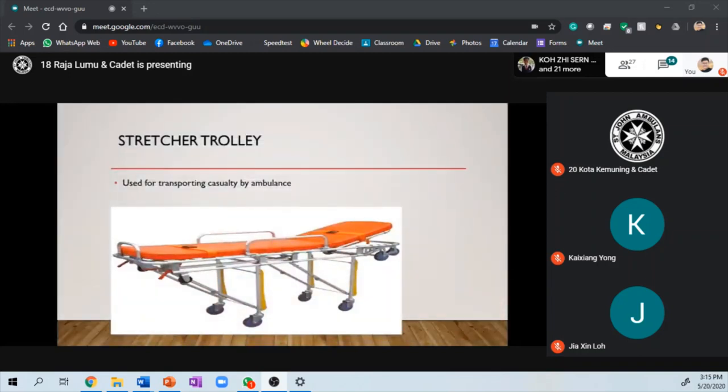Actually, there is also another stretcher trolley to carry an obese casualty, but it is only found in a special ambulance. We call it a bariatric ambulance. Inside the ambulance there is specialized lifting gear that is capable of carrying very large and heavy patients, typically designed to carry weight between 350 and 450 kg. So this type of ambulance is very rare.